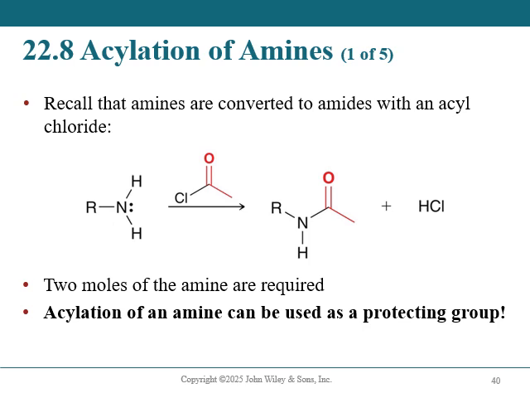Now let's talk a little bit about acylation of amines. Recall that amines are converted to amides with an acyl chloride, and we saw that I think it was last chapter. 2 moles of amine are required, and we know that acylation of an amine can be used as a protecting group.